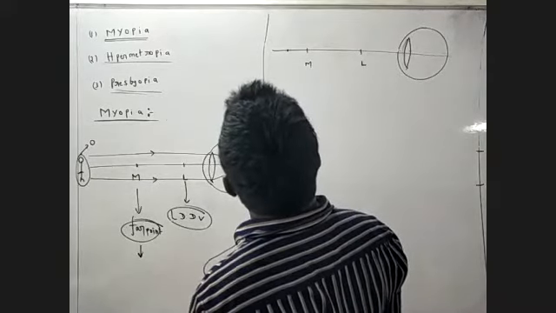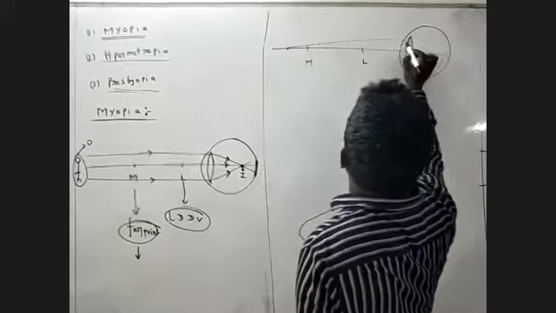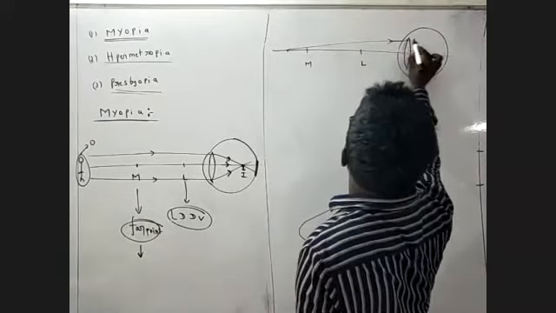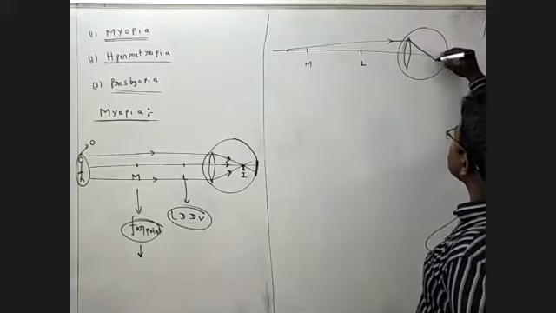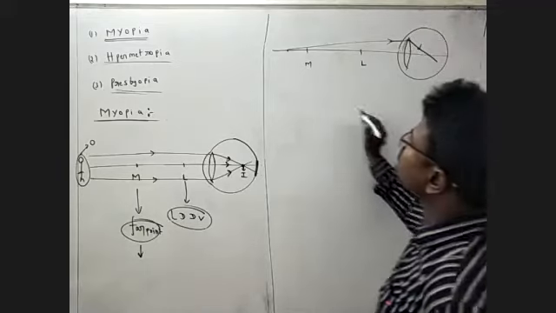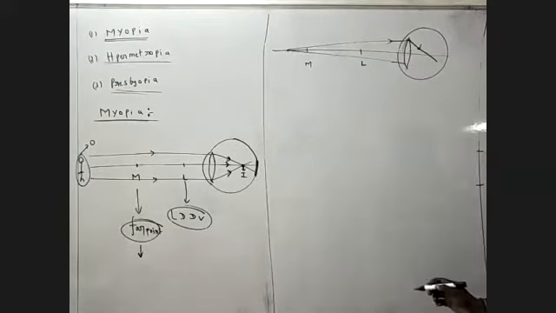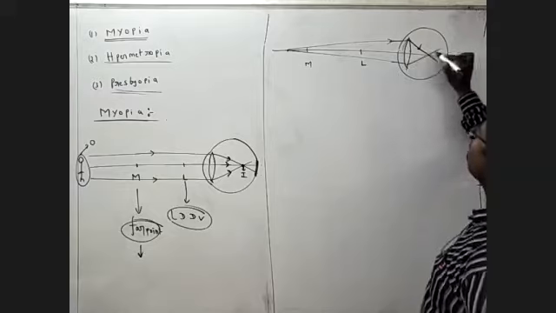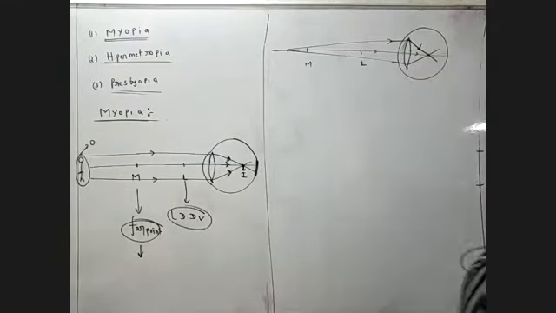placed on the principal axis. This object passes one ray, and here it is convergent in this direction. Next, this object passes one more ray. It falls on the convex lens. It is converging at this point. Both rays meet at this point.